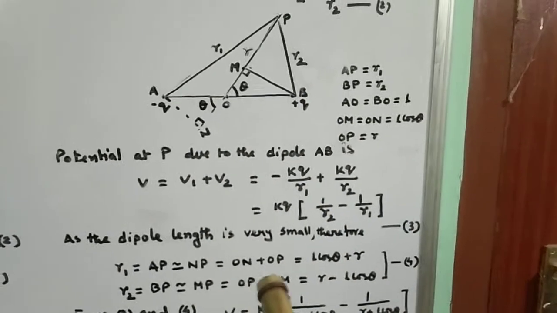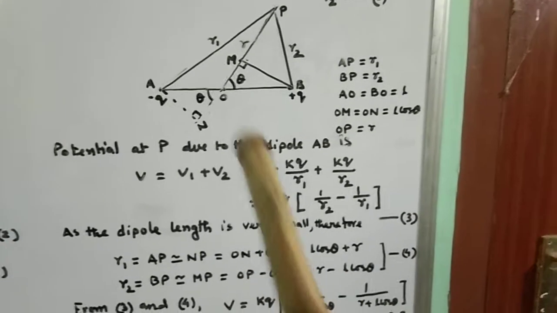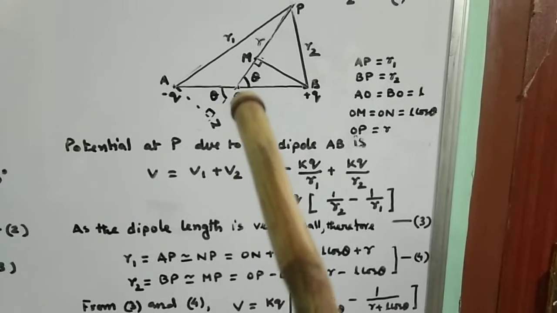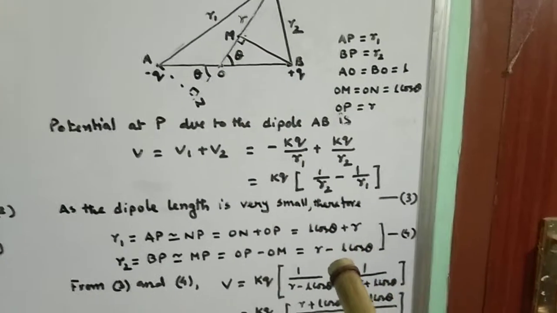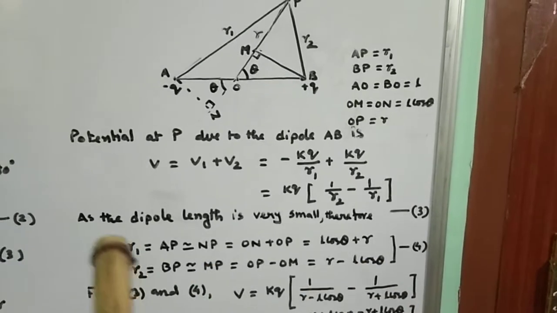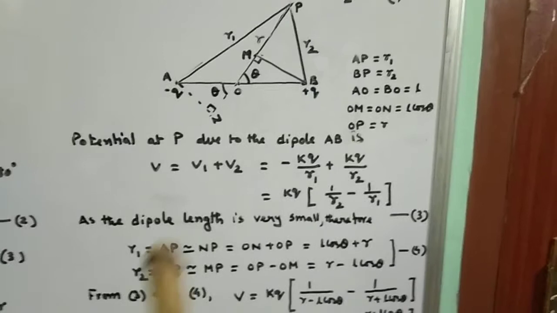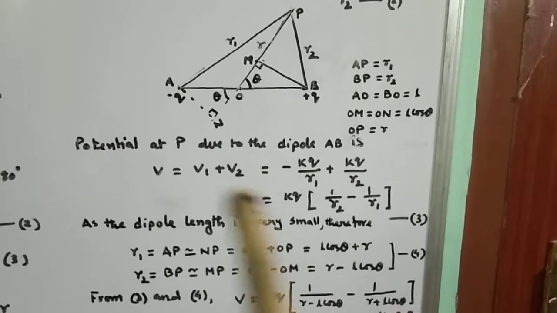So MP is nothing but OP minus OM. OP is R and OM is what? If you consider this is your L, then OM is L cos theta. So R minus L cos theta. Have you understood? Only this part you have to understand. Others are very simple.